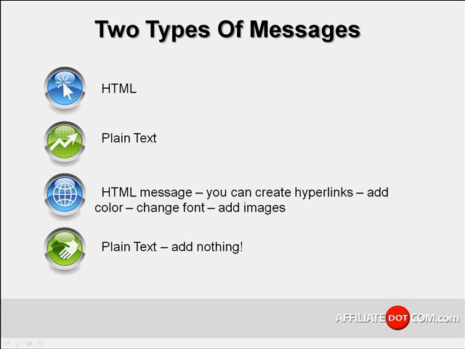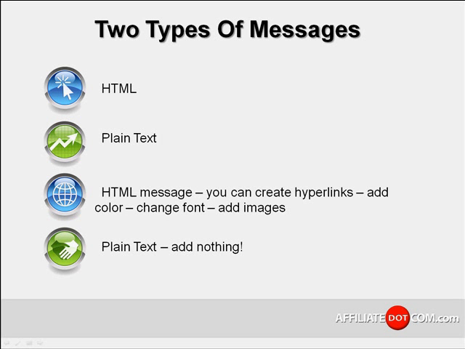Now, the actual content will be identical, so the actual wording will be the same, but one version will be an HTML message and one version will be plain text. So depending on the email client of the person receiving your email, if they can't accept HTML, they will automatically be sent a plain text message. But if they can, then HTML will be the message that they receive. What I thought might be helpful for you is if I quickly show you an example of both an HTML and a plain text message.